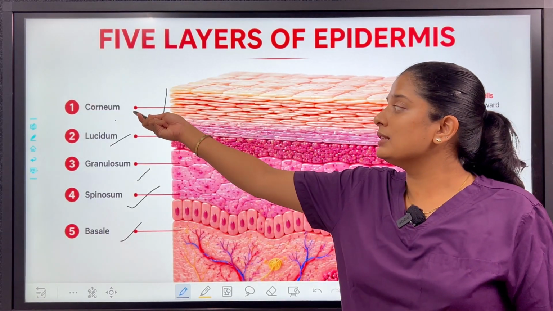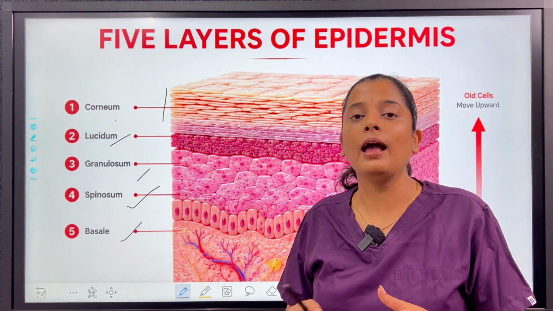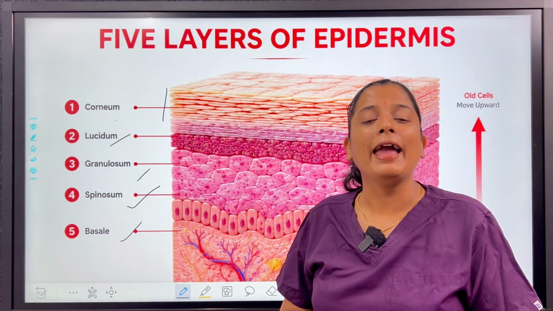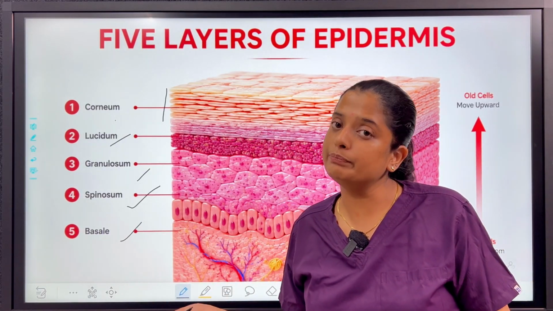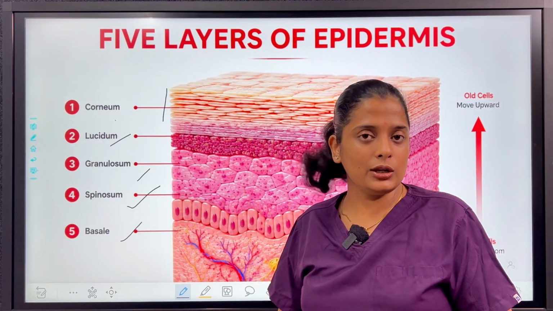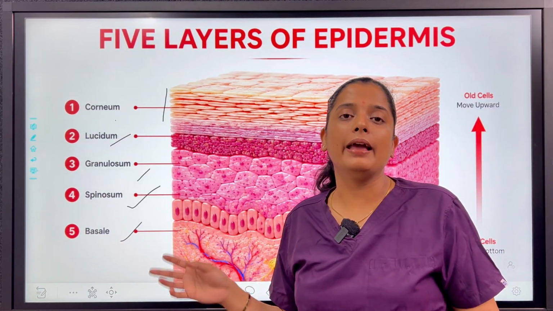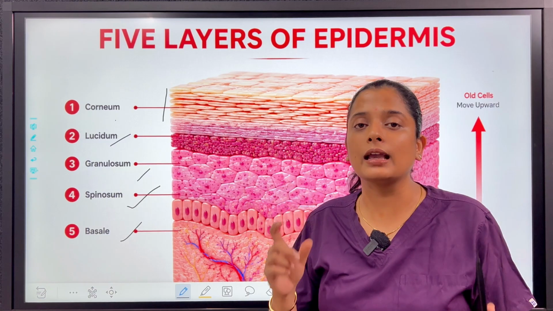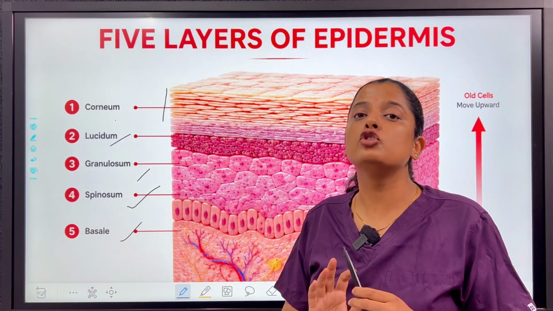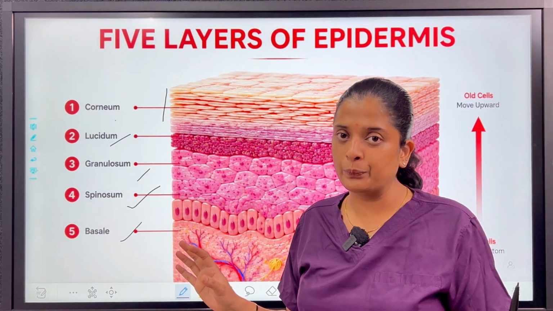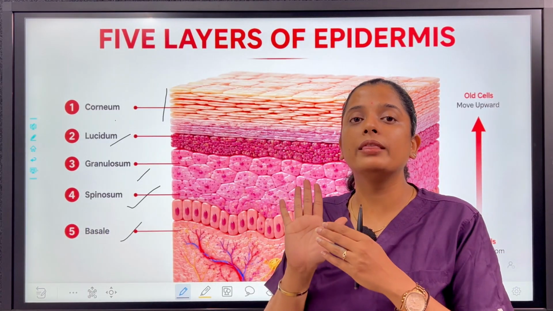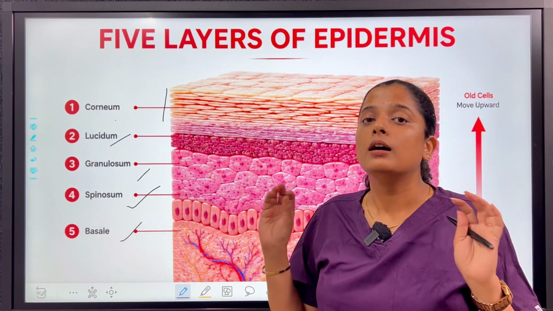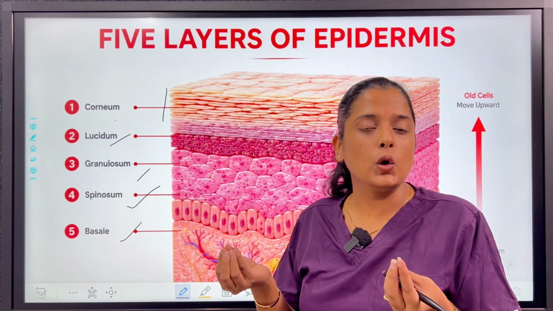Now, this has to exfoliate and give you new skin every time the skin cycle completes, correct? Now, next comes the lucidium. Lucidium is a slightly thickened layer. This layer is not present all over the body. It is majorly present on the palms and the soles of the feet.